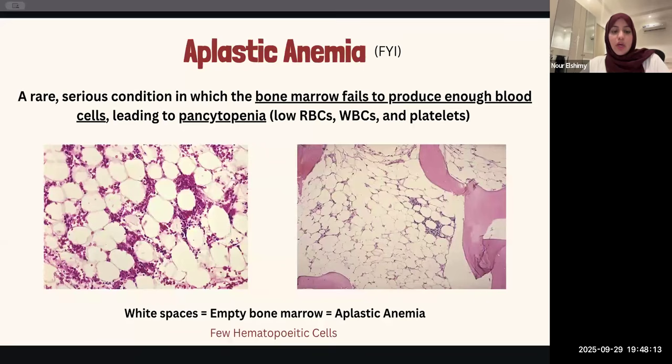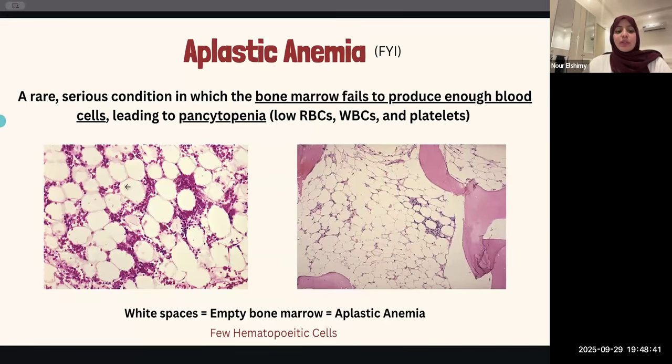no production, basically. So as we said, the bone marrow is the one that's responsible for producing blood cells. In aplastic anemia, there's an issue with the bone marrow where it does not have hematopoietic cells or stem cells to be able to produce blood cells. We call this pancytopenia. Pancytopenia is when we have low red blood cells, white blood cells, and platelets. So basically all blood cells, okay?